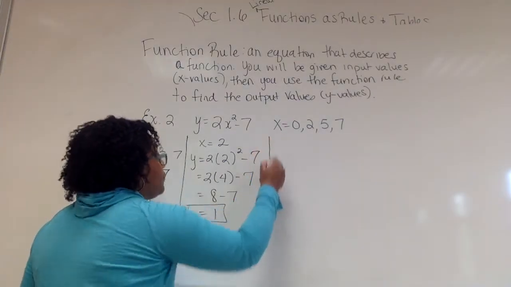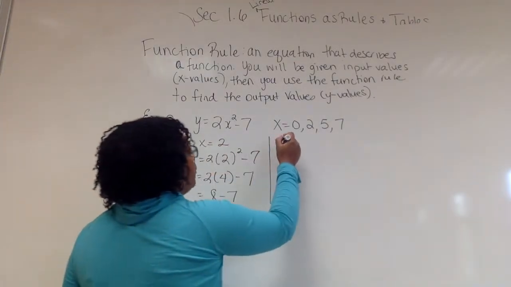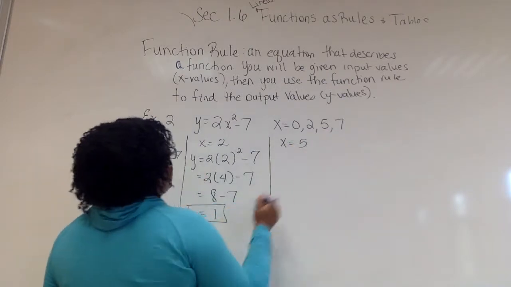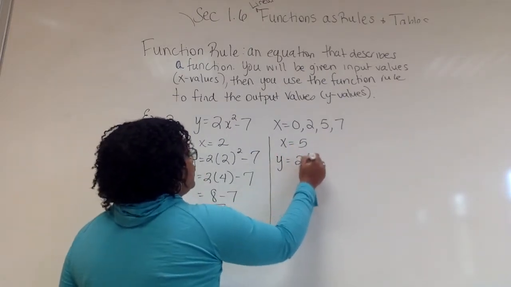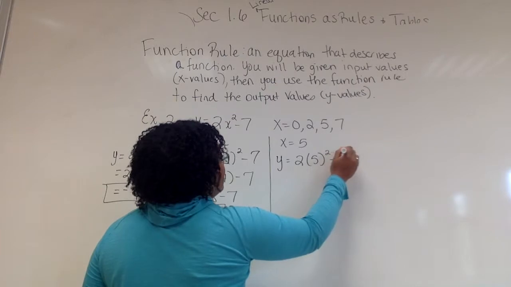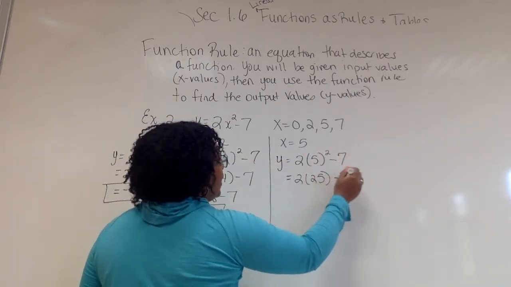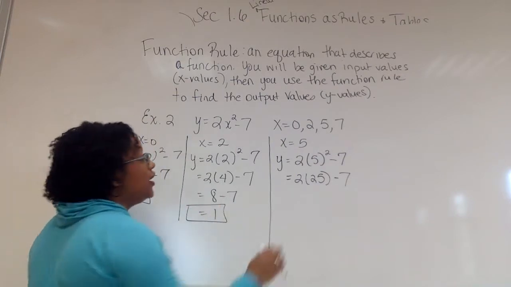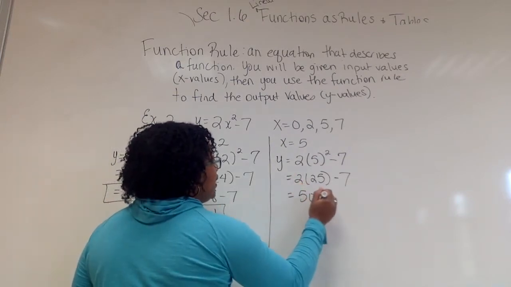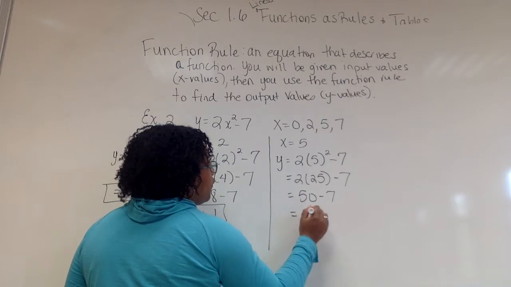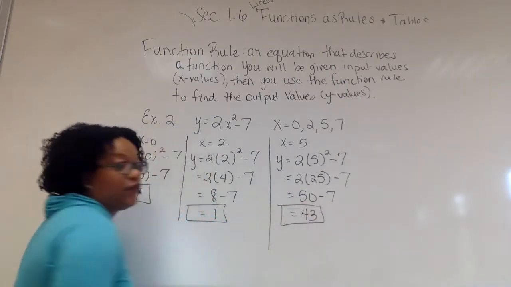Let's do it again. Our third input value, x equals 5. So that's y equals 2 times 5 squared minus 7. All right? 2 times 25 minus 7. 5 squared is 25. 2 times 25 is 50. Subtract 7. Your third output value is 43.